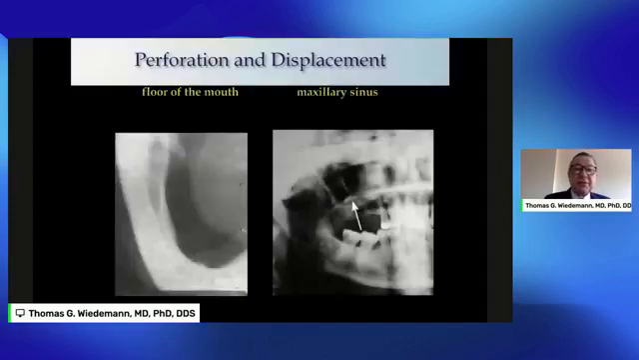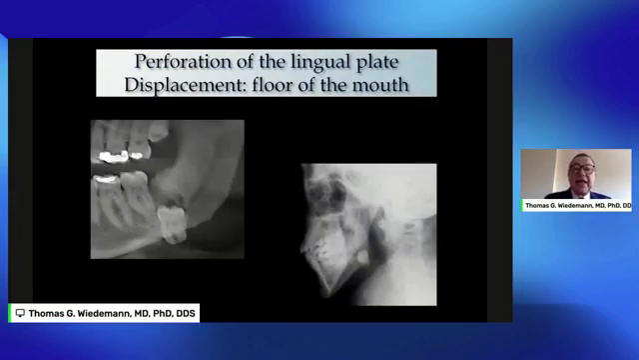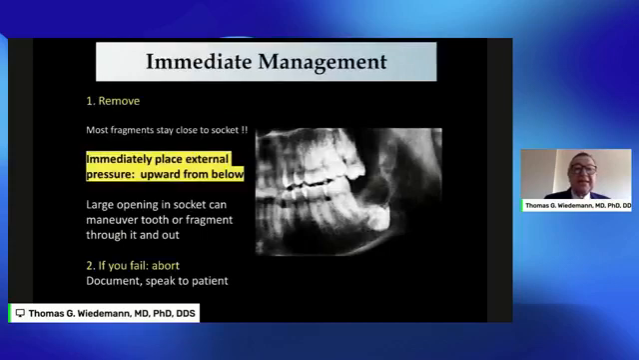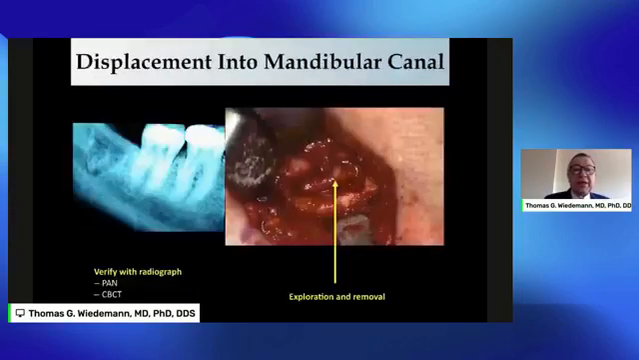I will give you some examples. Here, this root tip was attempted to be recovered and was displaced into the floor of the mouth. Here, into the maxillary sinus. Here, the entire tooth was displaced into the floor of the mouth. So what to do in this case? If this ever happens to you, we can try to immediately place external pressure and push that tooth back into the socket and recover it immediately. If this fails, we should abort and refer to a clinic.